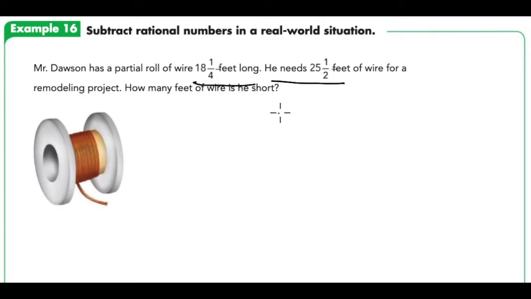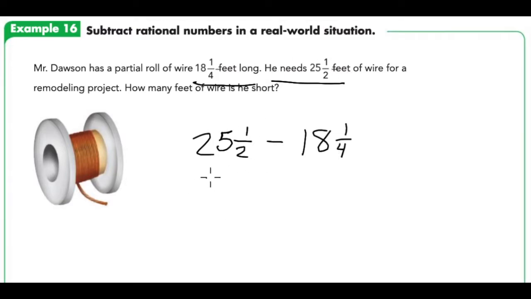So this would be a subtraction problem, and we could set this up as 25 and a half minus 18 and 1/4. So that is a subtraction expression that could find our solution to this. And the answer to this problem would be how many feet of wire that he is short.